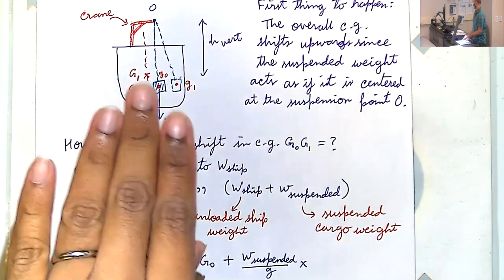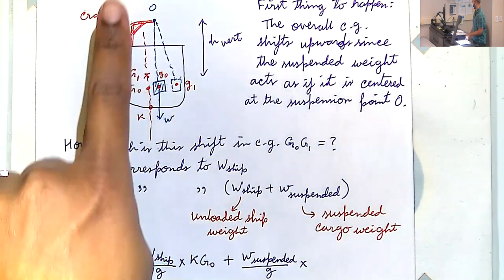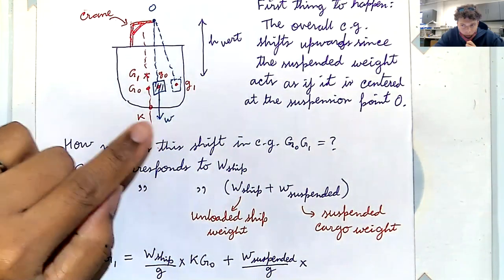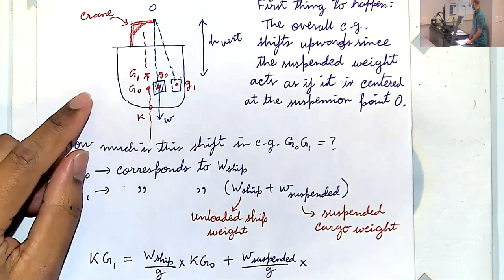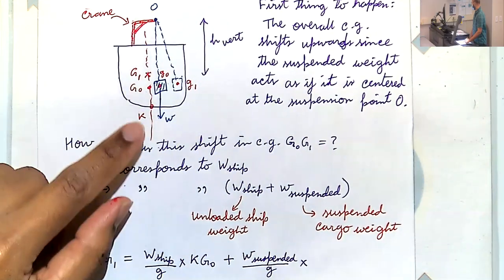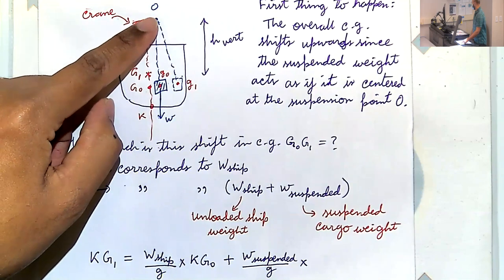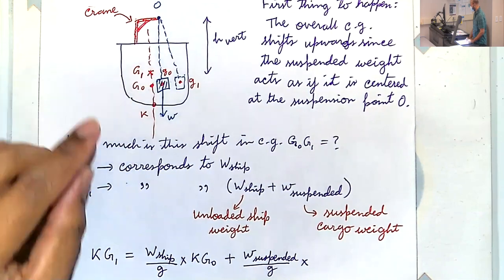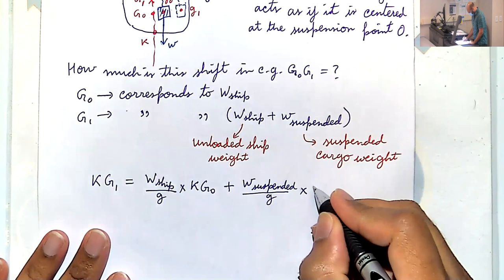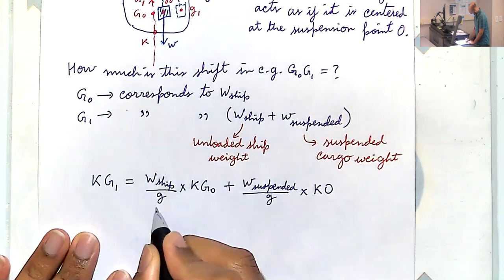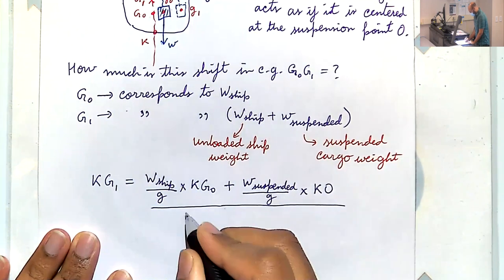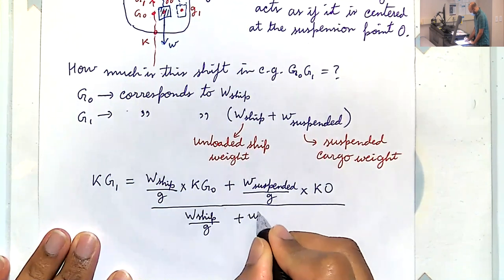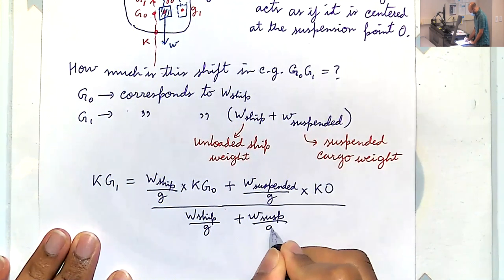This is the only thing we have to be careful about for suspended weights. Everything else we have already encountered before. So for KO, or is that not right? Yes, that's the main thing that'll be different. The weight acts as if it's acting at O, so we take KO, not KG0. Okay, so we take KO, divided by both the masses. So W ship over g plus W suspended over g.